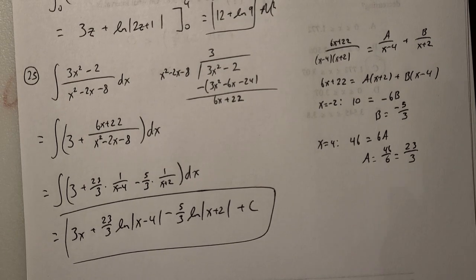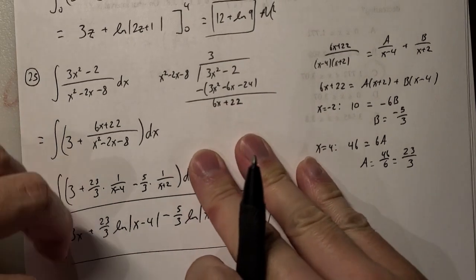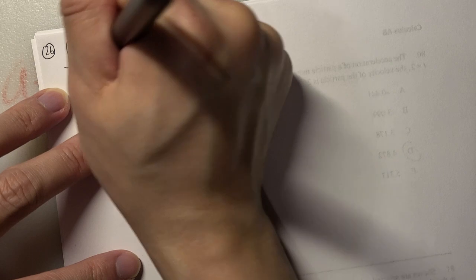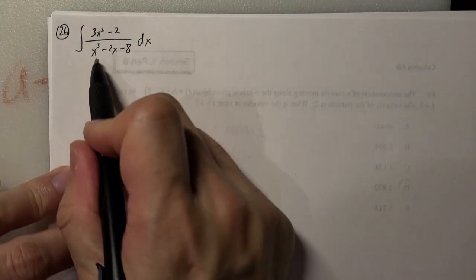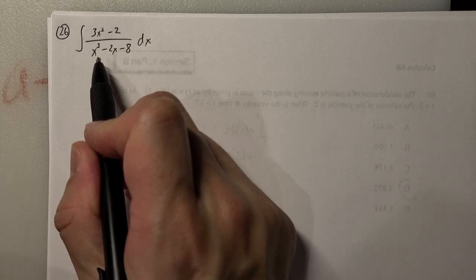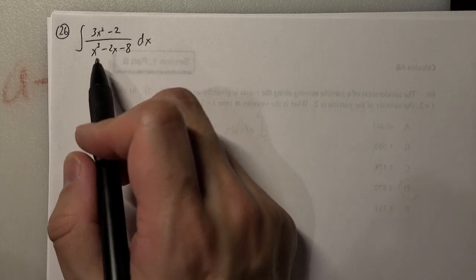Okay, let's move on to 26. And then I'll call it parts. Okay, 26 looks like another rational function. Integral 3x squared minus 2 over x cubed minus 2x minus 8 dx. So there's a cube there, so are we able to do partial fraction decomposition?